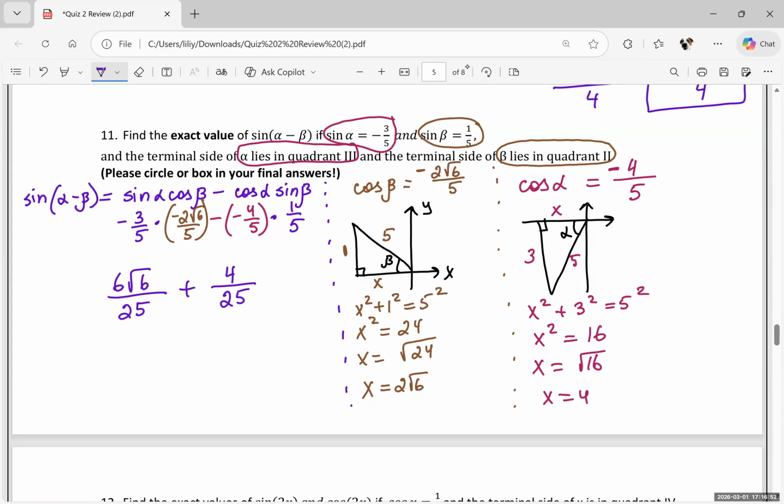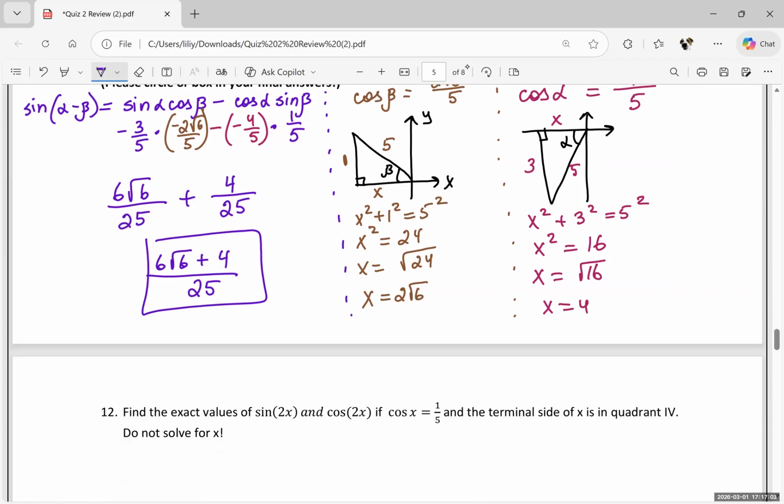Now put it together under one fraction. 6 square roots of 6 plus 4 divided by 25. And that is the final answer here.